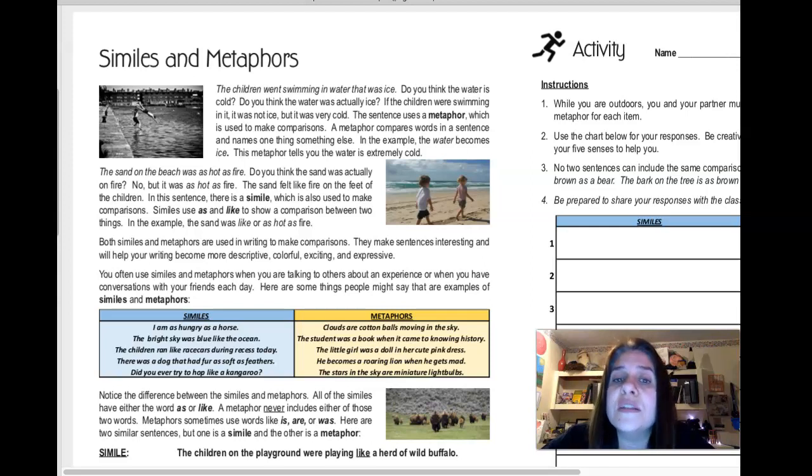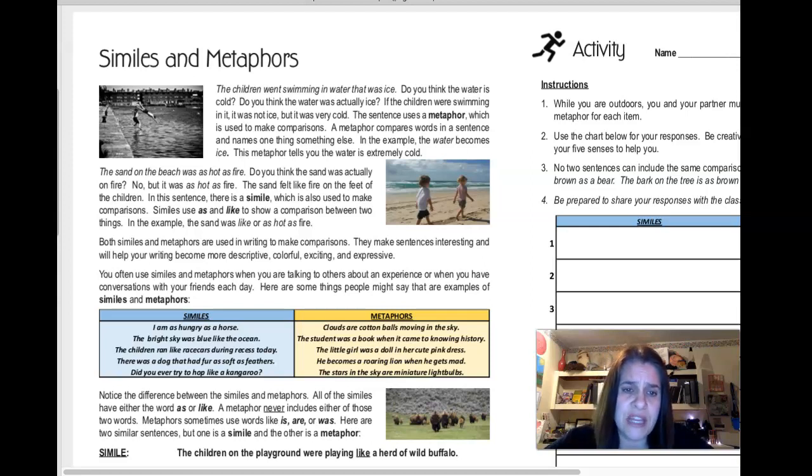The sentence uses a metaphor, which is used to make comparisons. A metaphor compares words in a sentence and names one thing as something else. In the example, the water becomes ice. The metaphor tells you the water is extremely cold.